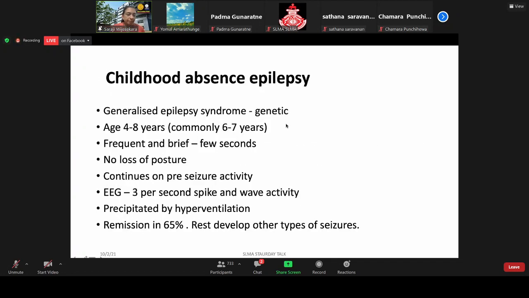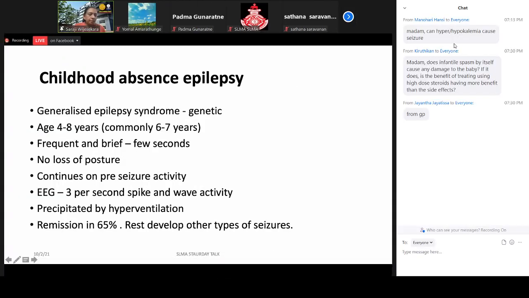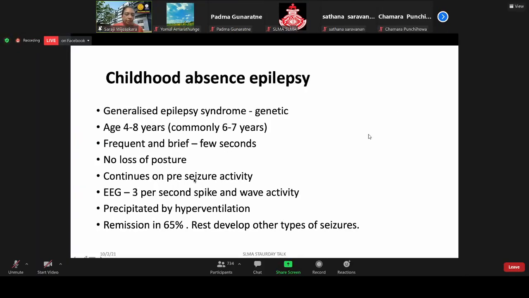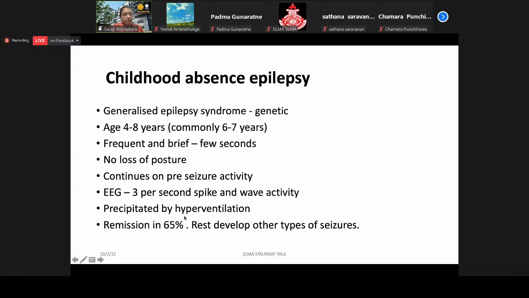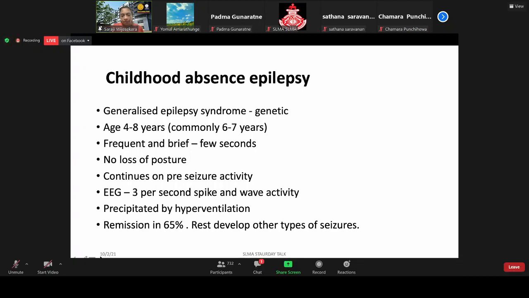So childhood absence epilepsy. This is the classic picture of childhood absence epilepsy, a generalized syndrome. It's presumed to be genetic. The age at which it presents is about 4 to 8 years, and commonly 6 to 7-year-olds present, that is where the school teacher picks them up. The seizures or staring episodes are very frequent and brief, lasting a few seconds, and there's no loss of posture and the child continues the pre-seizure activity. The typical EEG pattern is 3 per second spike and wave activity, and that can be precipitated by hyperventilation. Most of them are treated well. However, some may go into other generalized seizure types.